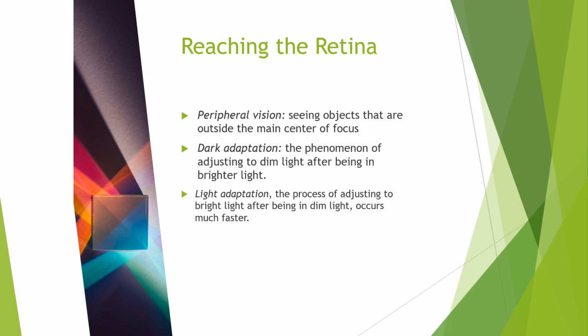Then you have light adaptation. This is where your eyes have to adapt to the bright light after being in a dark place. Sometimes this happens if you've ever watched a film in class, and after the film is over, your teacher turns on the light and you're like, "Ooh, that's so bright." Your eyes take time to adapt to that now bright light.